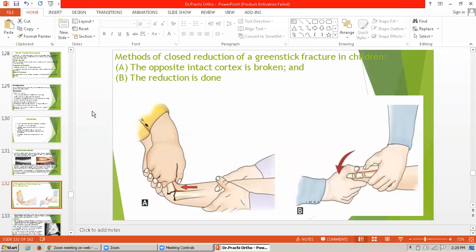Methods of closed reduction of a greenstick fracture in children. This is a diagram of a closed reduction of a greenstick fracture in children. In the first step, the opposite intact cortex is broken, and second, in B, the reduction is done. So this is how closed reduction is performed: firstly the opposite intact cortex is broken and then the reduction is done.